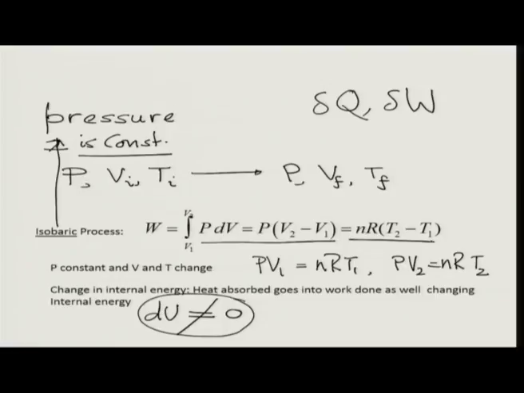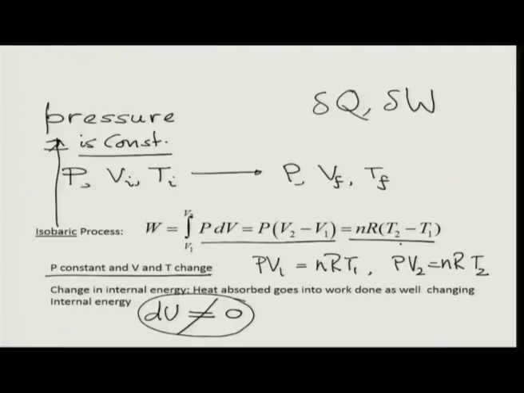So, I have kept pressure constant, okay. Volume and temperature, both of these quantities change. So, P constant, V and T change, and this is my net work done. I can write it expressing entirely in terms of change in volume or change in temperature, because I am using ideal gas and I am doing a quasi-static process.